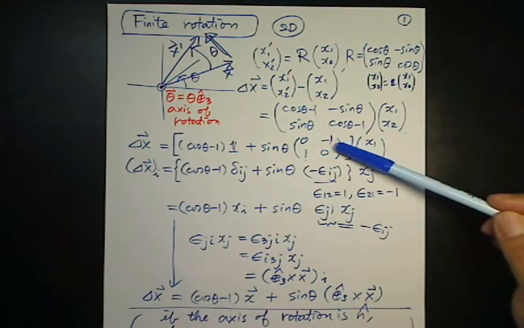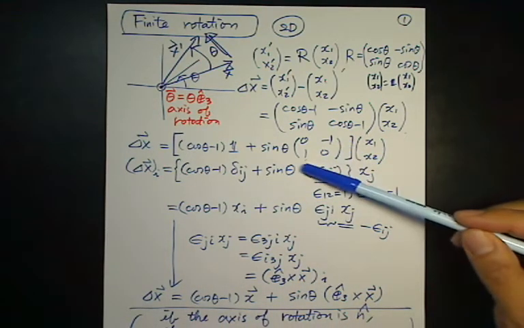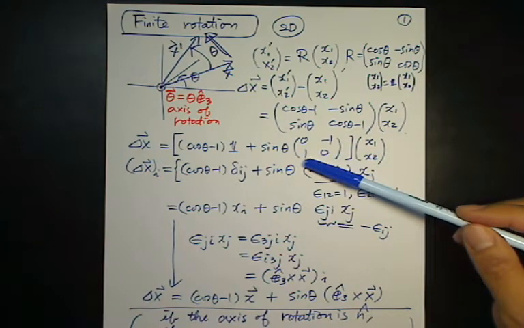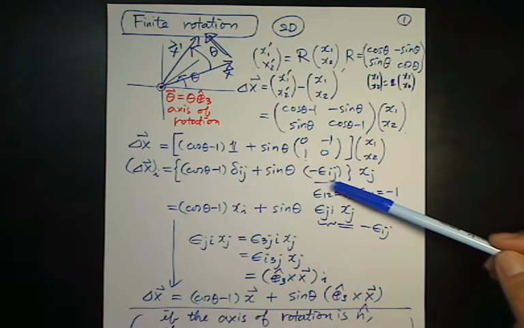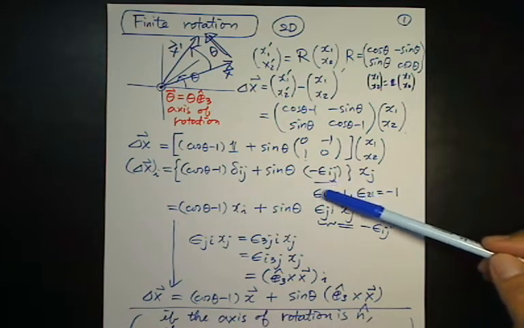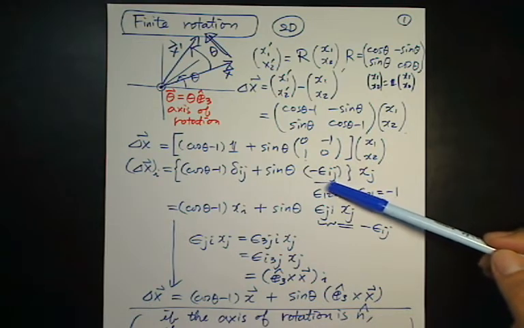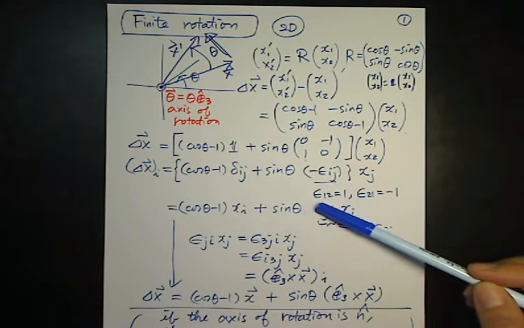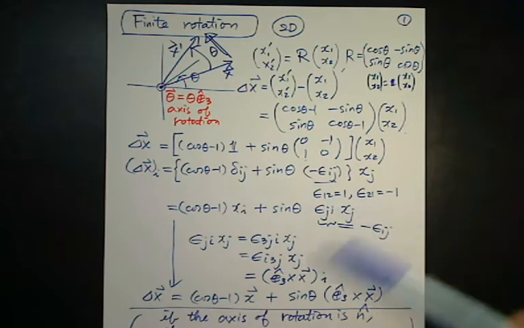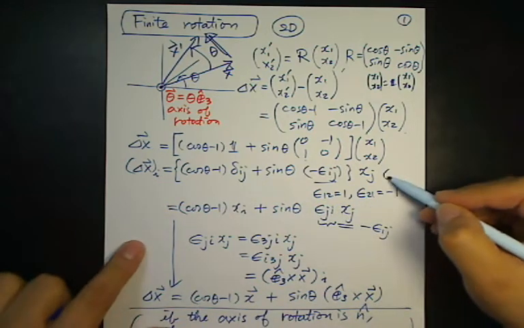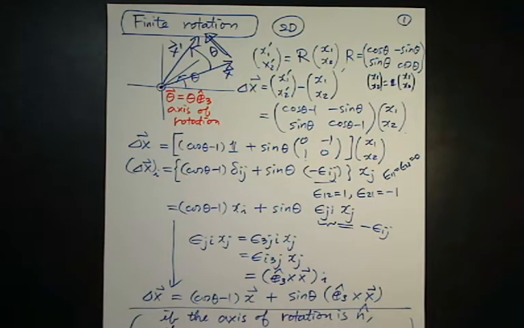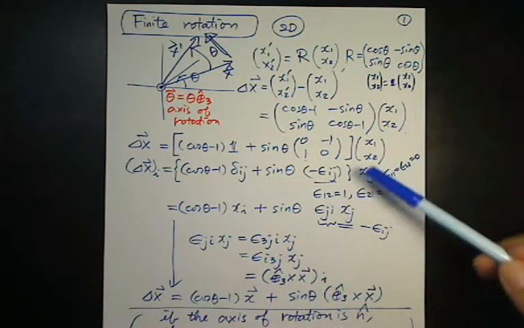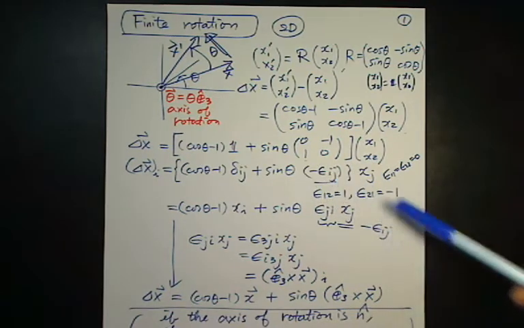So the 1,2 element is minus 1, and the 2,1 element is plus 1. Therefore, it is the same as minus epsilon ij. Epsilon ij is the two-dimensional rank 2 Levi-Civita tensor. That means epsilon 12 is 1, epsilon 21 equals minus 1, and epsilon 11 and epsilon 22 are both vanishing. So this is minus epsilon ij.